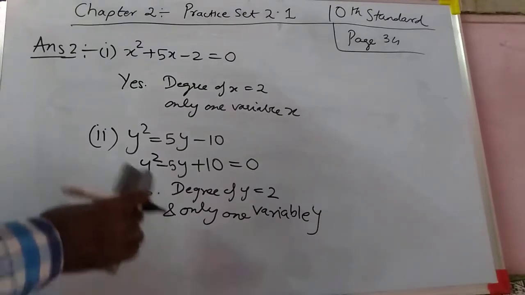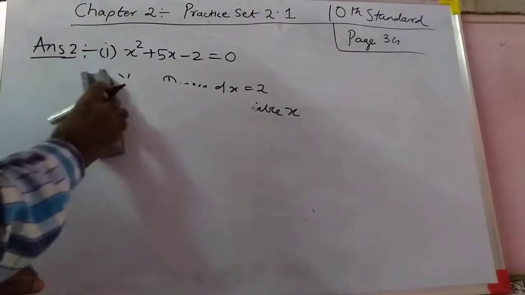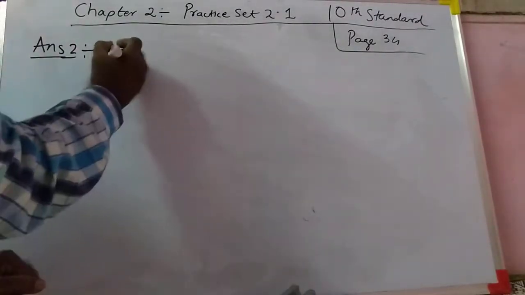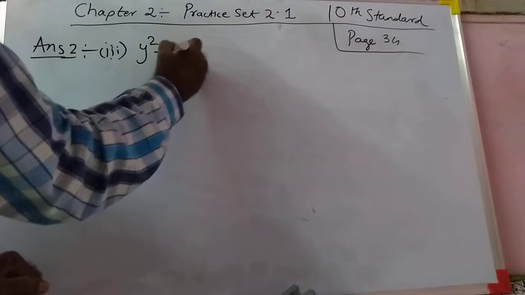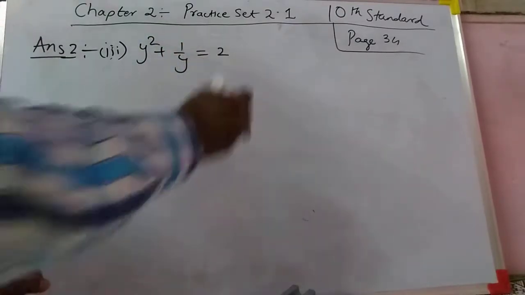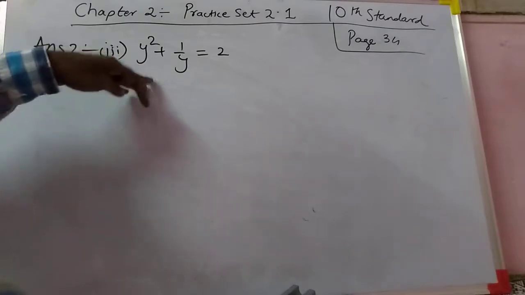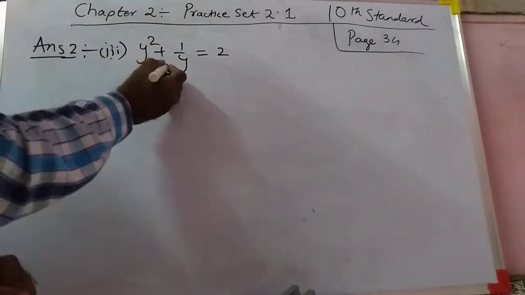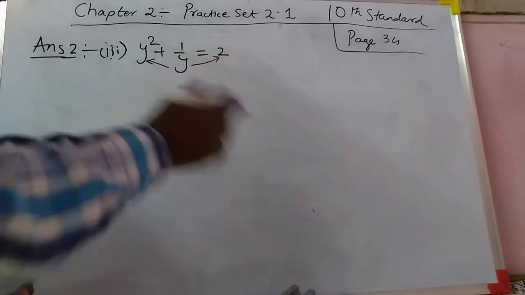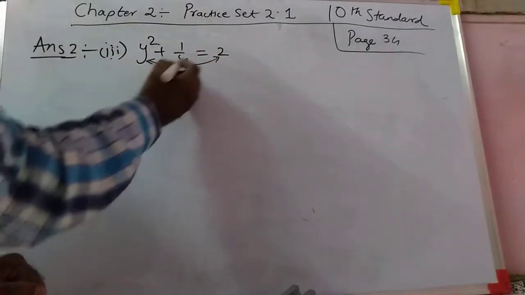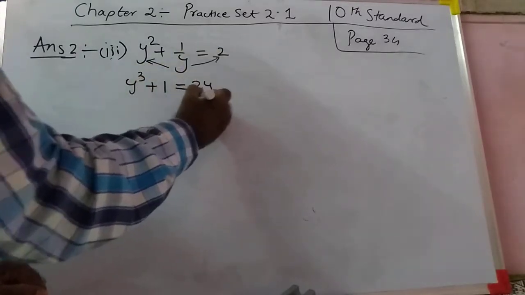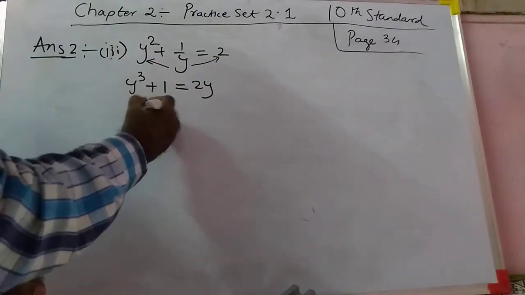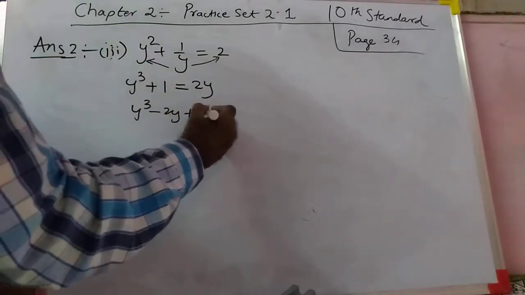Now let's move on to third problem. Third, what they had given? Y square plus 1 upon y is equal to 2. Okay. यहाँ पे स्टैंडर्ड फॉर्म में नहीं है. मीन्स यू हैव टू कन्वर्ट दिस इनटू स्टैंडर्ड फॉर्म. दिस विल गो दिस साइड, दिस विल गो दिस साइड. दैट इज सिंपल लॉजिक और मैथमेटिक. It will become y cube plus 1 is equal to 2 into y, 2y. Take this side, y cube minus 2y plus 1 is equal to 0.